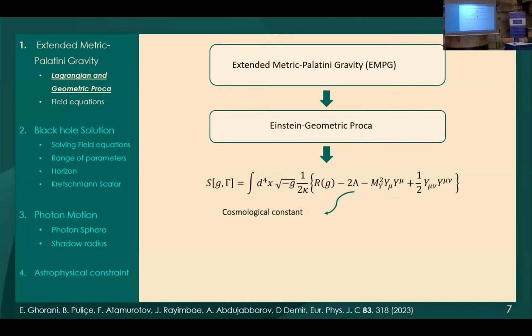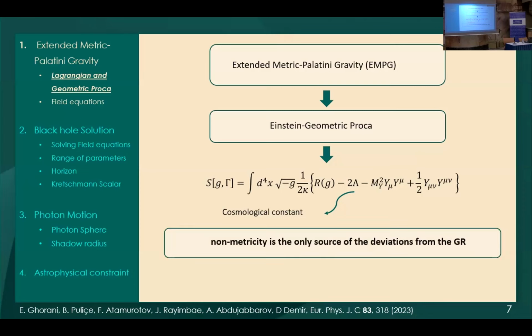So this extended metric Palatini gravity reduces to the Einstein geometric Proca system, and we add a cosmological constant to our system to be able to get a black hole solution. So you see here, non-metricity is the only source of deviation from general relativity. And the purpose is to study this non-metricity tensor using the black hole solution of the model.